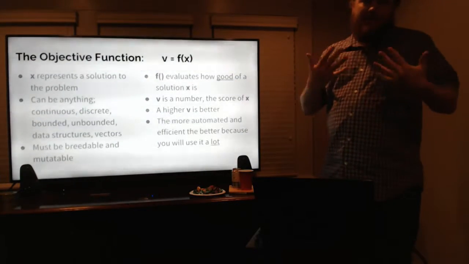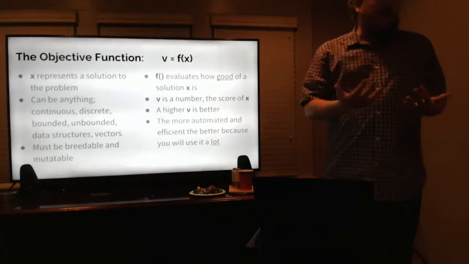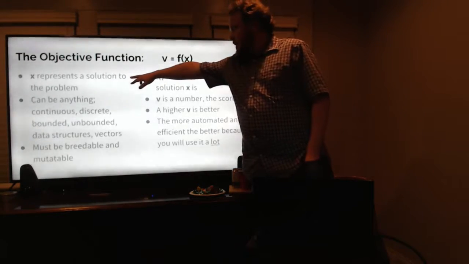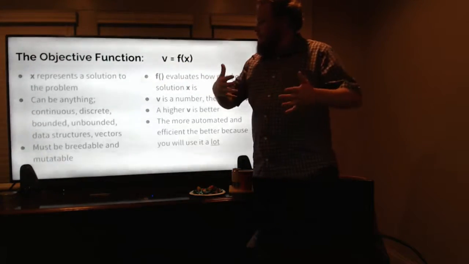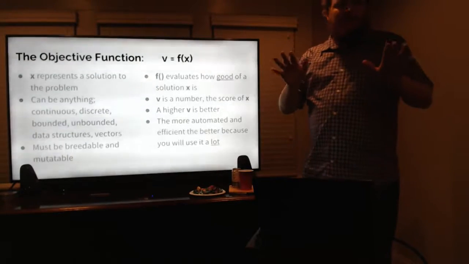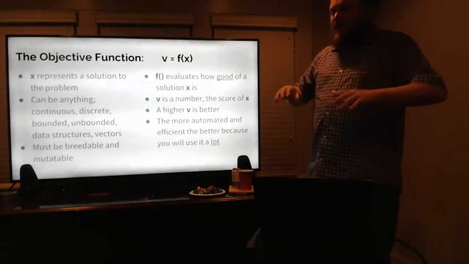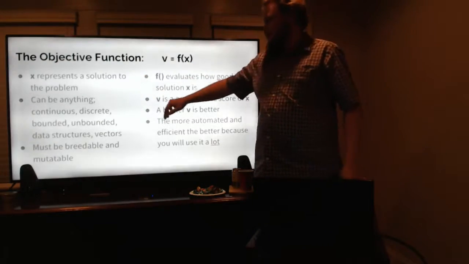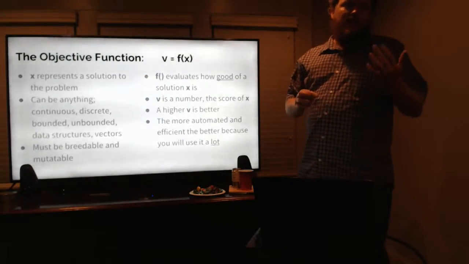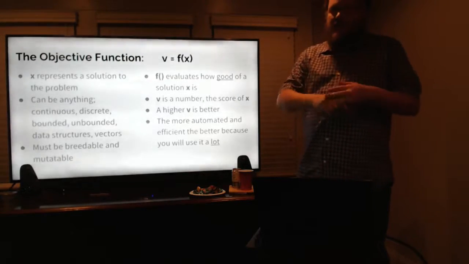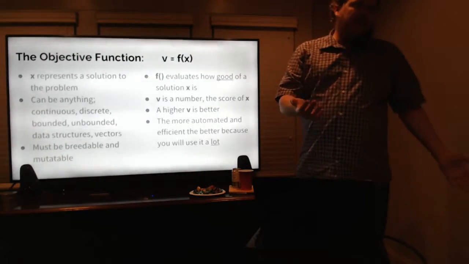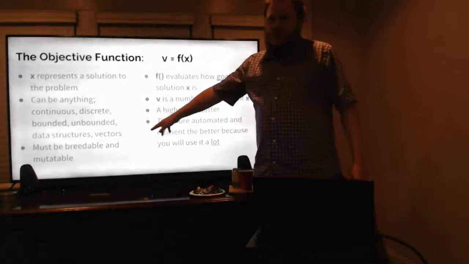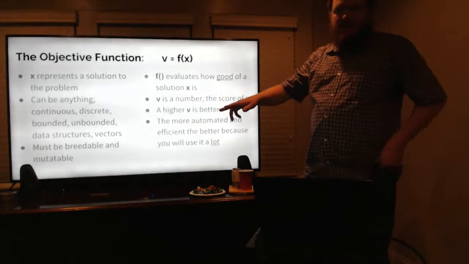So this is part of defining the problem of genetic algorithms. What can you apply them to, right? At first we have an X, and I'm talking very generically here, but I'll come to examples in just a second. We have a problem that we need to solve, and X is a solution to that problem. The solutions can be a wide range of things: continuous, discrete, unbounded, complicated data structures, vectors, but the solutions must be breedable and mutatable, and I'll explain that in a second.